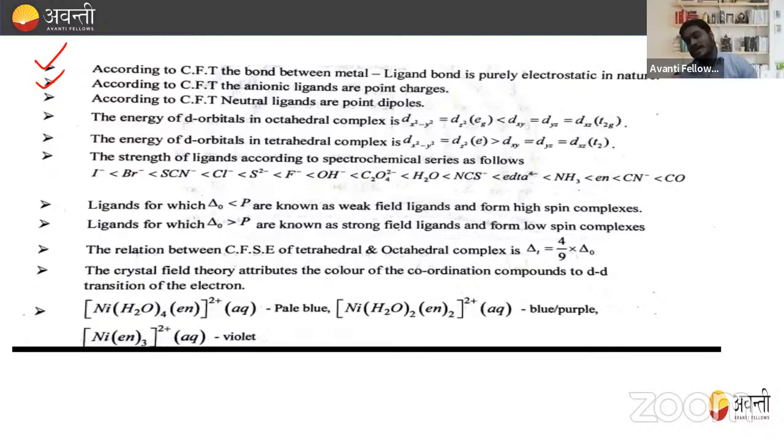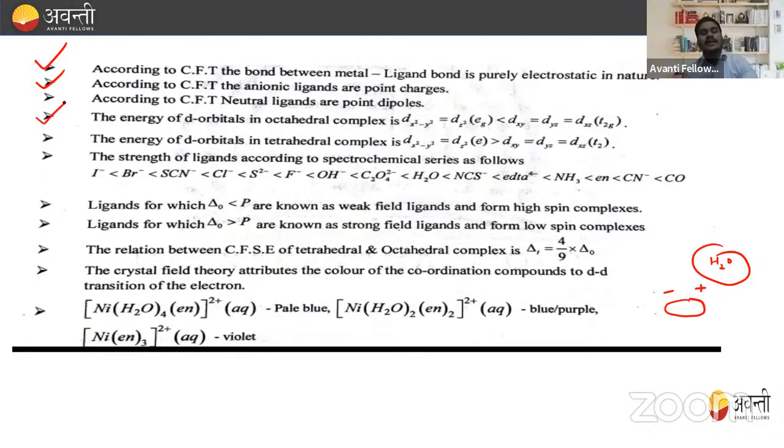Some students may ask, sir, if you are saying that ligands act as point charges, then with negative anionic ligands we understand they act as point charges, but what about the neutral ones? For example, H2O also acts as a ligand, so how can you say H2O acts as a ligand when it does not have any kind of charge? Beta, H2O is polar in nature, so it develops polarity, that is negative and positive charge, and through this it acts as a point charge, right? So according to CFT, neutral ligands act as point dipoles.